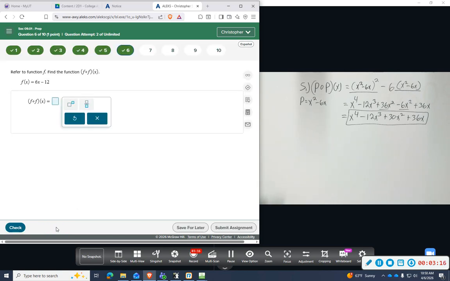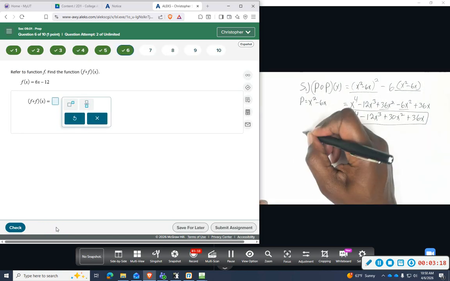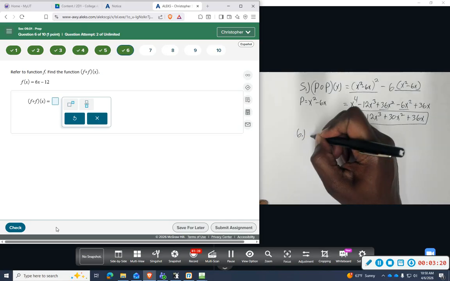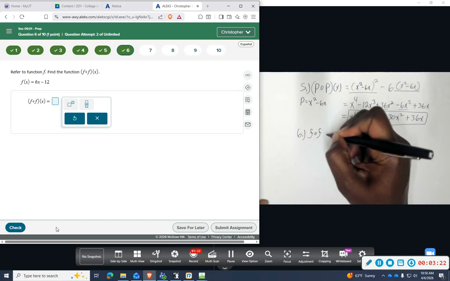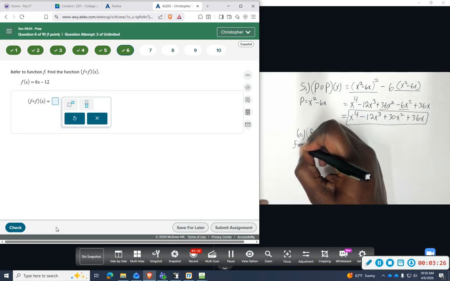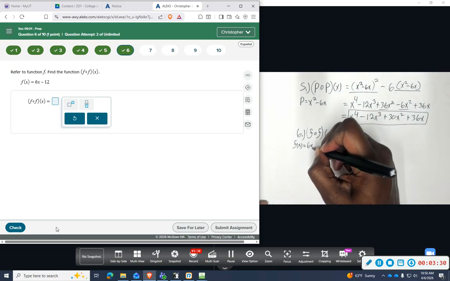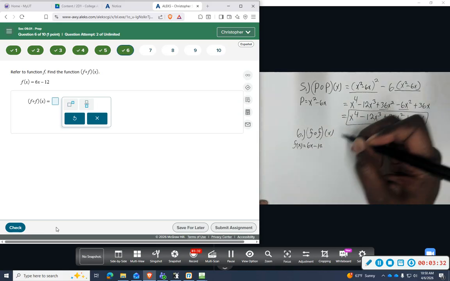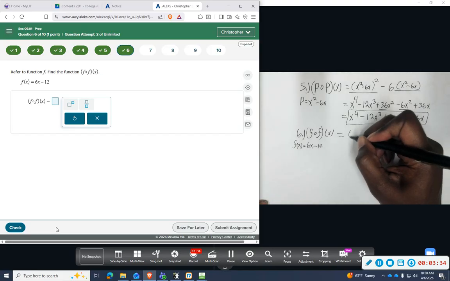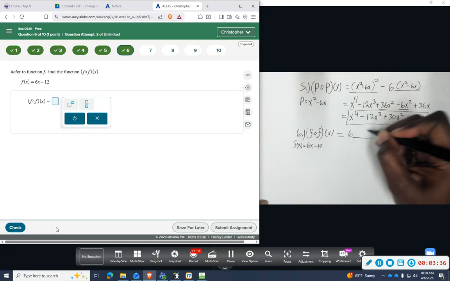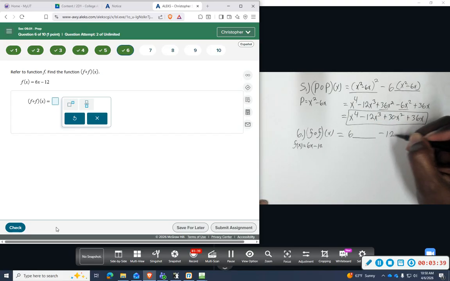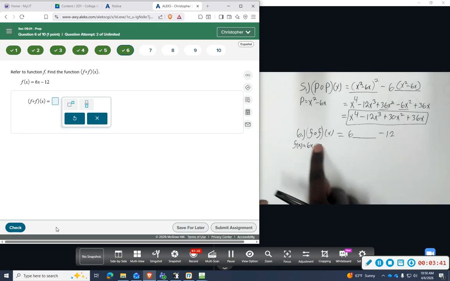All right, number 6, we're going to do f composed of itself. F of x is given to be 6x minus 12. So we will start with that. We'll do 6, and then instead of x, we're going to put a blank, and then minus 12. We're going to replace the x with this whole thing.